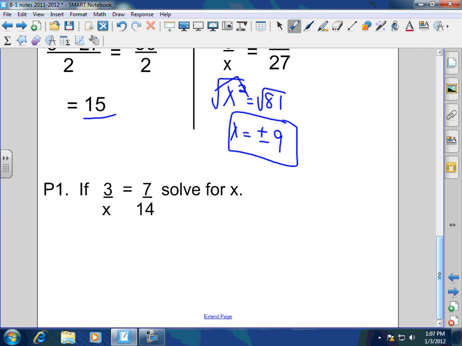Isn't 7 to 14 basically 1/2? So isn't this down here double the numerator? Well, what's double 3? 6. Now, if you don't want to do it that way, no problems. Cross multiply. 7x equals 42. X would equal 6. So you could cross multiply it, or you could find equivalent fractions, whatever you need to do.